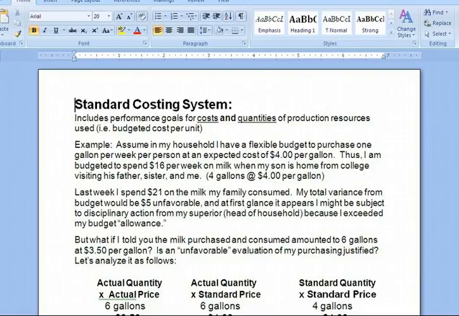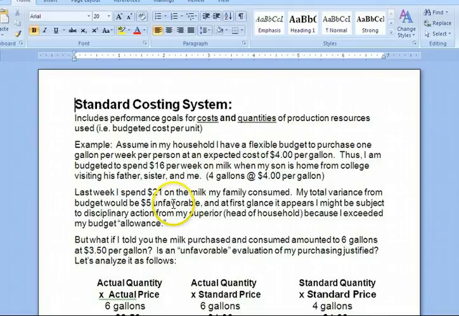Under a standard costing system, we take the budget variance, the flexible budget variance, flexible budget versus actual costing, and divide it into a price component and a quantity component. So when we teach standard costing on campus, we use the three-column approach. It seems to be popular with the students. They seem to like it.